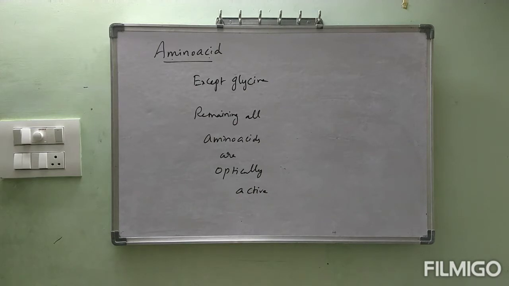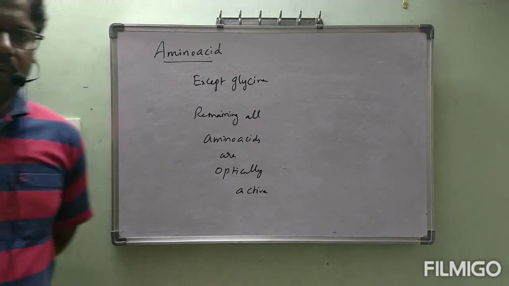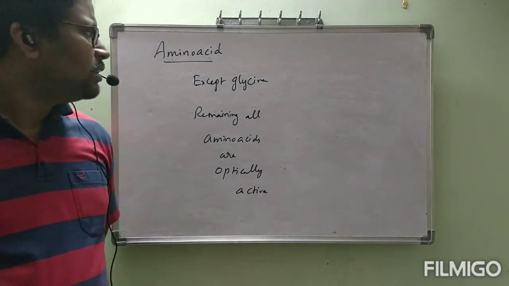Okay. In glycine, what is the R group? R group is H. Already H is present on the carbon. So both are hydrogens, the same groups are present. That's why it does not come under optically active compounds. Except glycine, remaining all amino acids are optically active. Okay? This is the information about amino acids.